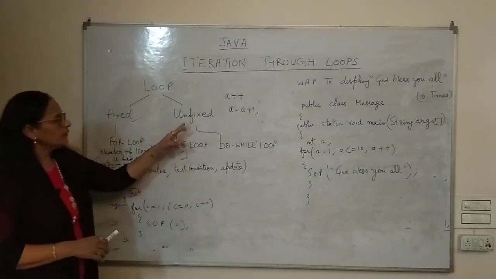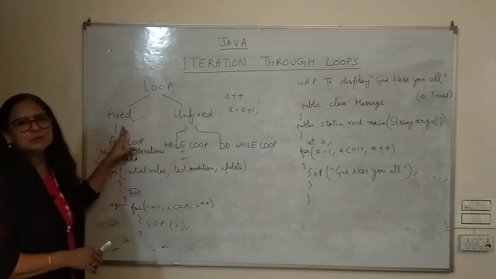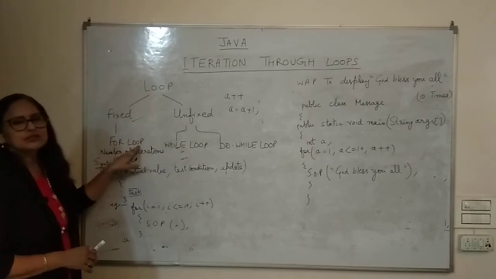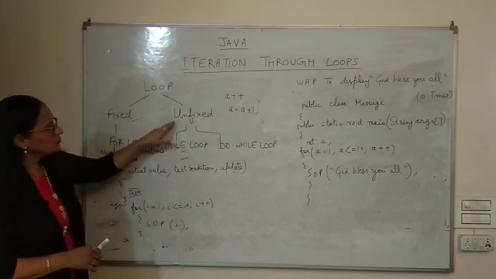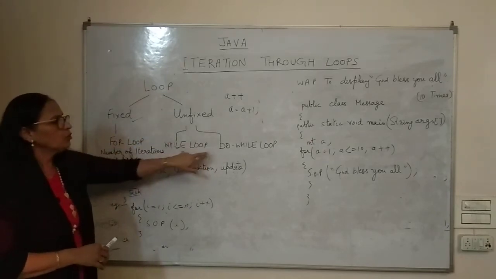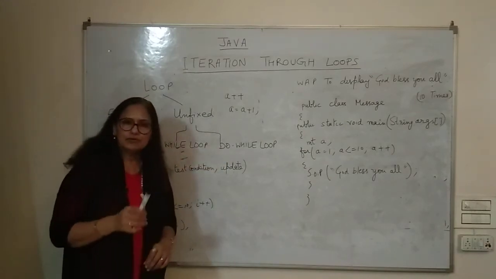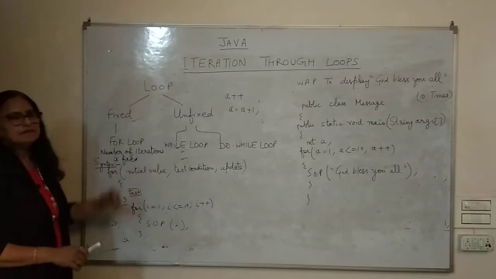So here fixed loops are of one type, which is the for loop, and unfixed loops are of two types, which are the while loop and the do while loop. Today my dear friends, we are going to do the for loop, which is a fixed loop.